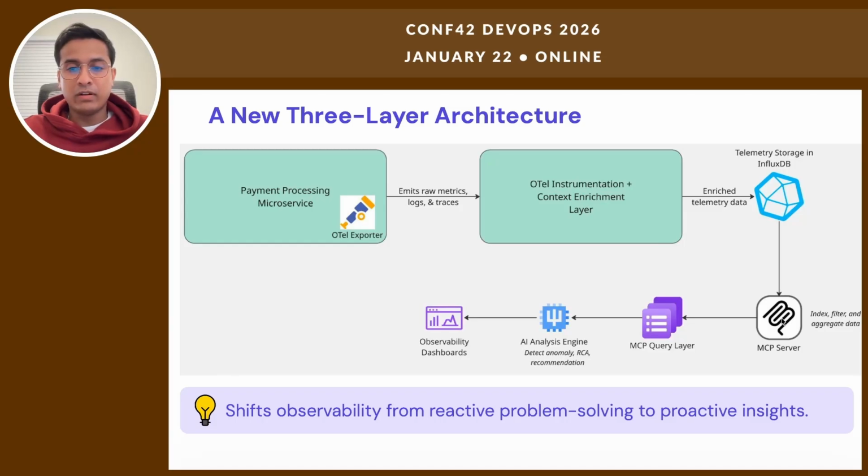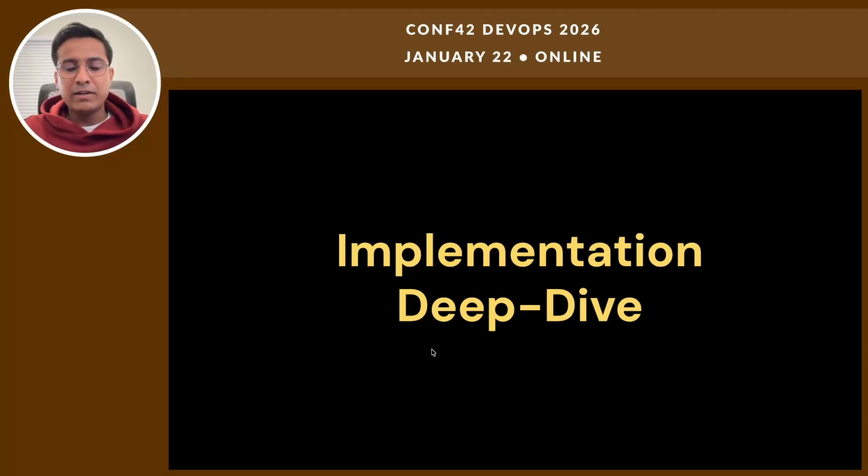Then there is an MCP server and an MCP query layer. The MCP server acts as an interface between the InfluxDB and the actual AI analysis engine, which is essentially the large language models fine-tuned for specific observability. And then there are dashboards on top of that, based on, again, APIs. I think today Grafana and others have good integration with any of the large language models and the API interface layers, as we'll see in the coming slides. So the goal and the key insight here is to shift observability from reactive problem solving to proactive insights. Let's do an implementation deep dive without further ado.